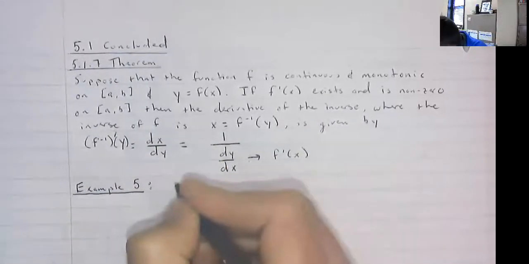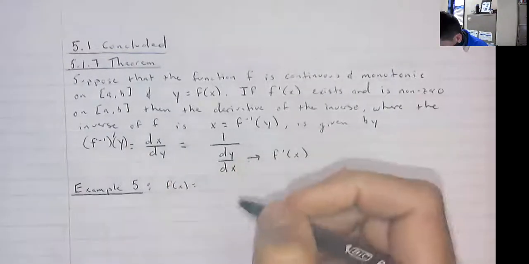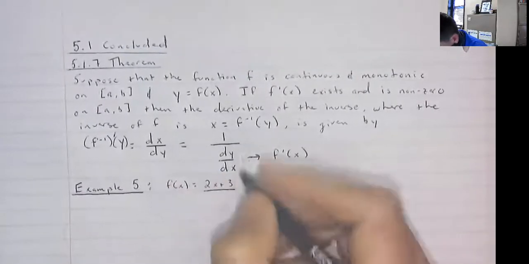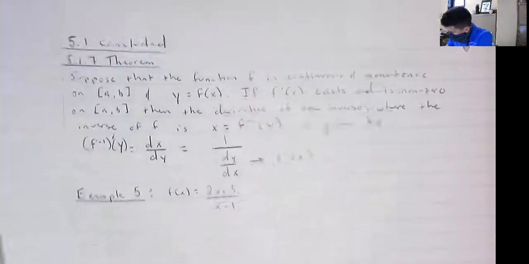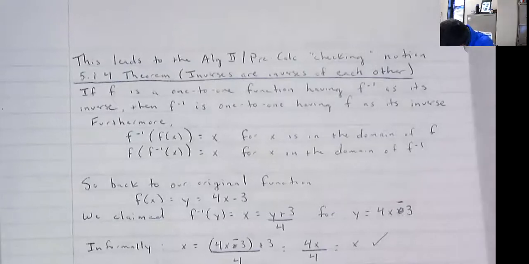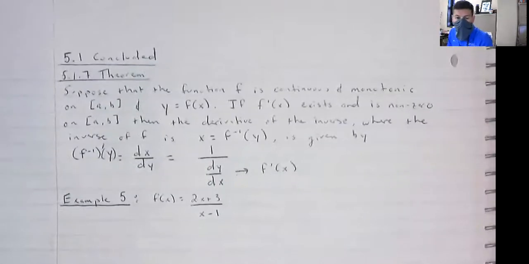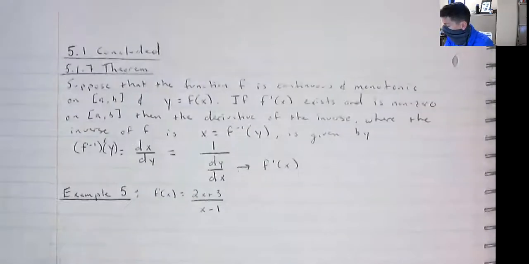Suppose we have f of x equal to (2x plus 3) divided by (x minus 1). Did we do the example? Did we find the derivative or the, yeah, so we did find the inverse in example 4. So we'll come back to that.